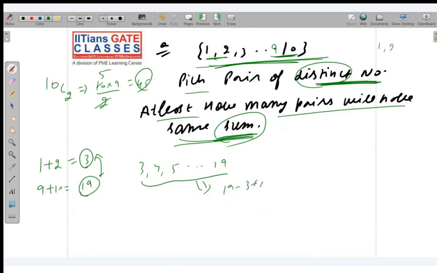If you have any confusion, I have told you many times, take small numbers 1, 2, 3. So how many numbers are from 1 to 3? You just count 1, 2 and 3. 3 numbers are there. So how did you get 3? 3 minus 1 plus 1. Upper bound minus lower bound plus 1.